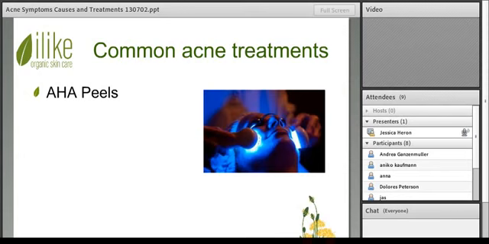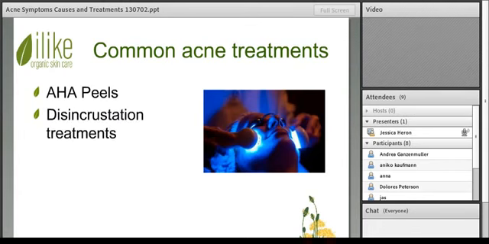Now, if it's more grade 1 and 2, your treatments can actually be a little bit more aggressive because there's not as much inflammation, especially in grade 1. Then you can be a little bit more aggressive. But if there's a lot of inflammation, that has to be dealt with first.